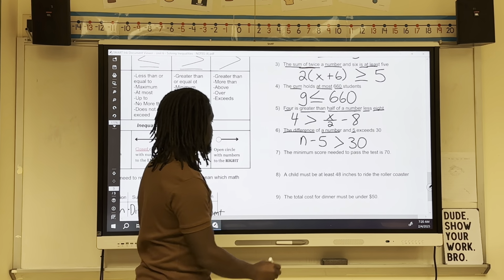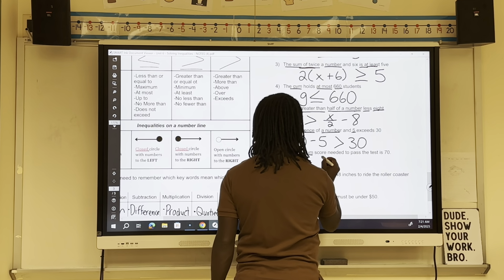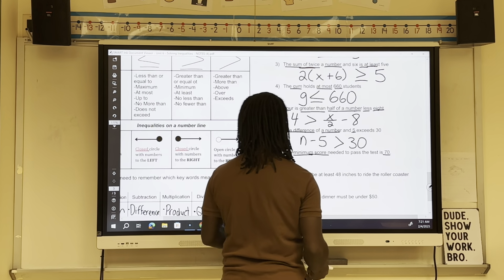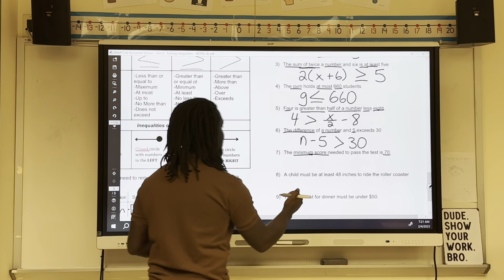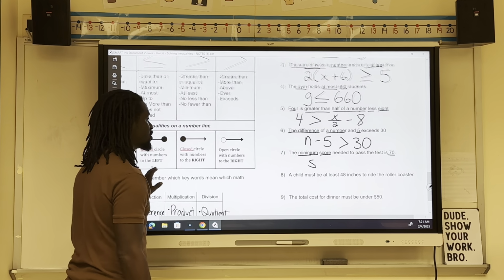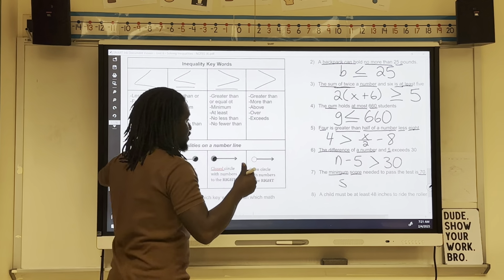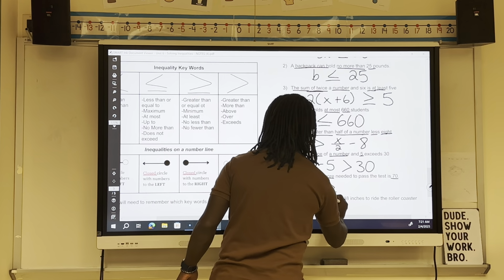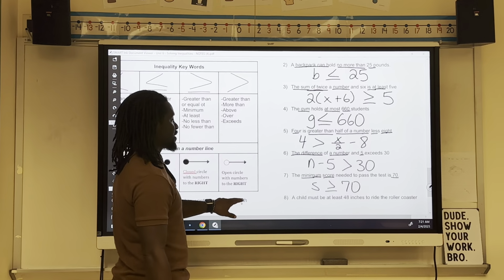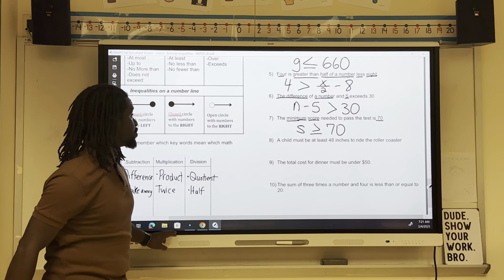All right. Next one, the minimum score needed to pass the test is 70. Okay, so minimum score. So we're looking for the minimum and the score. So the score, that's what we're talking about here. It has a minimum. Minimum means it must be that or more. So it is greater than or equal to. I have to get that, or I can get better, but I have to get at least a 70 there. So that is the inequality, the score is greater than or equal to 70.